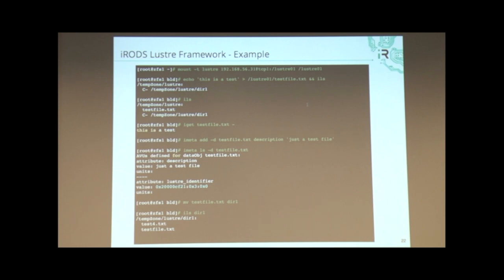Through the iRODS API, I can get the file information. I can also list the metadata on the file. The Lustre identifier is one of the metadata that the connector automatically writes so that it can track the Lustre object to the iRODS object. Then I move the file within Lustre, and I do another ils, and I see that the file's been moved within iRODS. The file hasn't been moved. The file has been registered at a different location within iRODS.